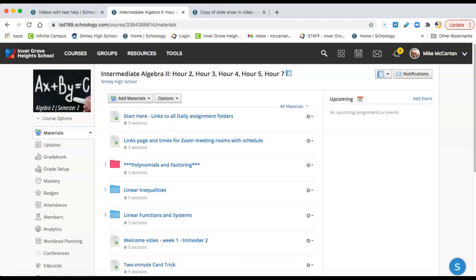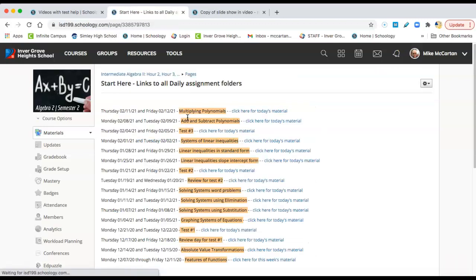All right. Again, this is the landing page for our course. Mine probably looks a little different than yours, but yours looks something like this. And just again, click on this top link where it says start here. And we're going to find test number 2 this time. It's right down here where it says test number 2.